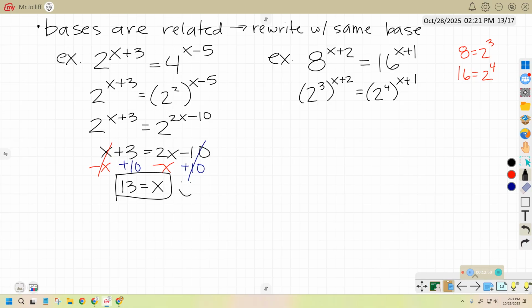What do I do next? Very good. Multiply the exponents, power of a power. So we get 2^(3x+6) = 2^(4x+4). We multiply a binomial by a number. I have to distribute to both terms in the binomial. Good. Jordan, what's next? Very good. So 3x plus 6 equals 4x plus 4.